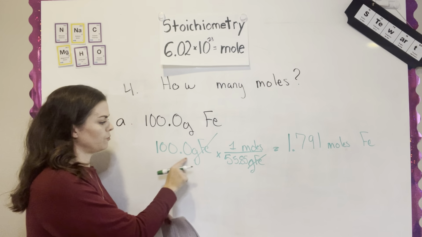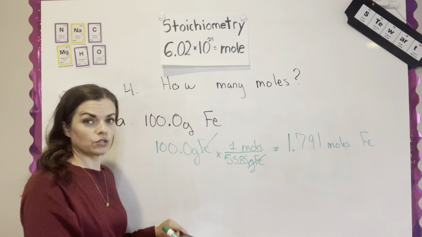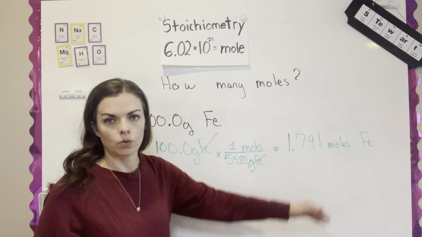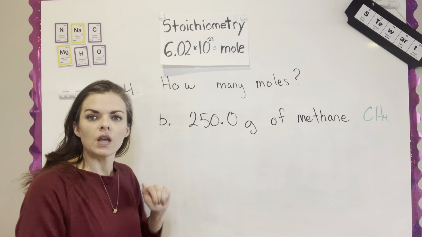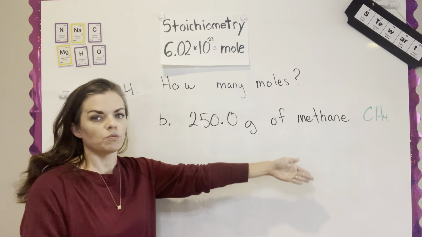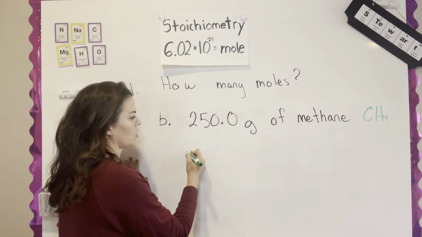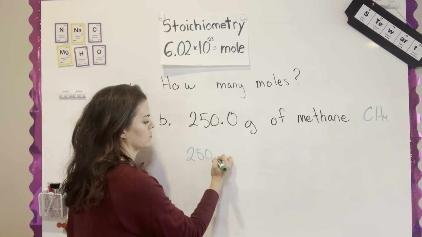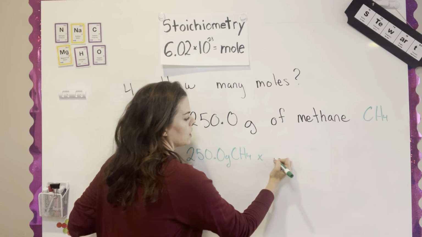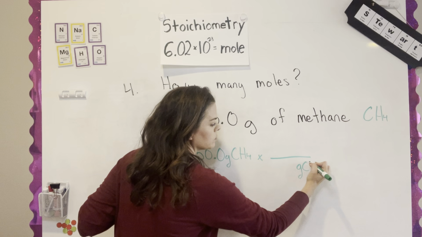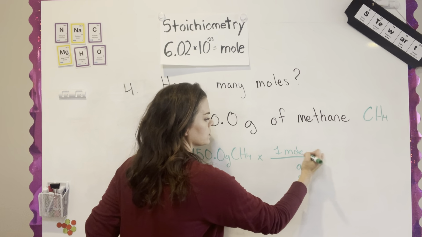Since I have 4 significant figures here, and I also have 4 significant figures in that measurement, my answer, I'm going to report it with 4 significant figures. Question 4, part B, gives me 250 grams of methane, and I am trying to convert this to moles. So I'm going to start with what I know. And I'm going to want grams on the bottom to cancel out, and I'm going to moles, so I'm going to put mole on the top.